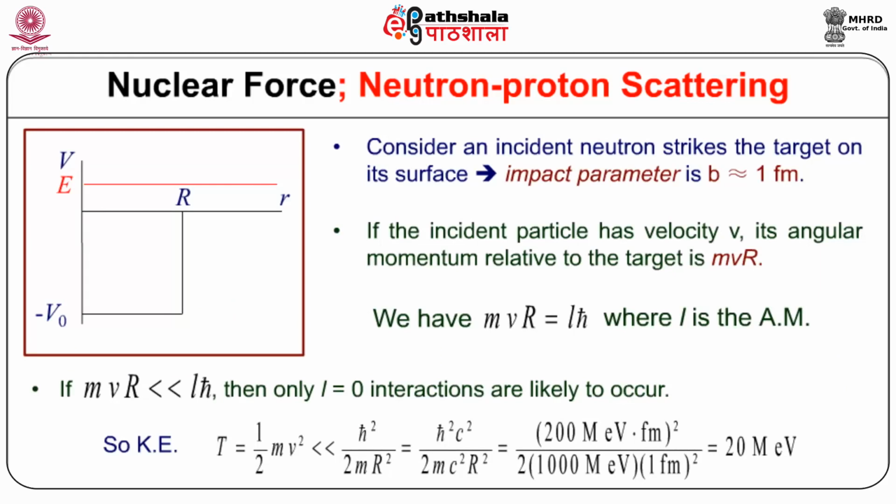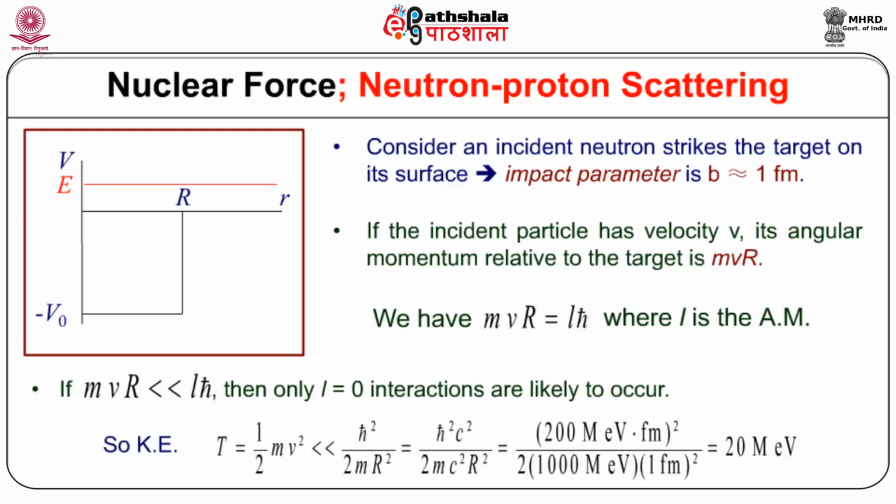Now on the left hand side, a picture is shown in which the potential energy V is plotted as a function of R and the energy of the nucleus is given. So here it is shown as the square wave potential. Consider an incident neutron striking the target on its surface with an impact parameter B around 1 Fermi.